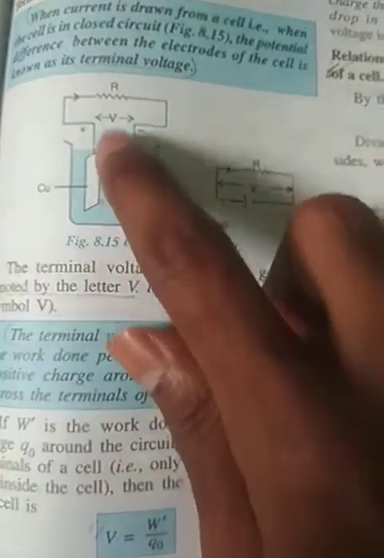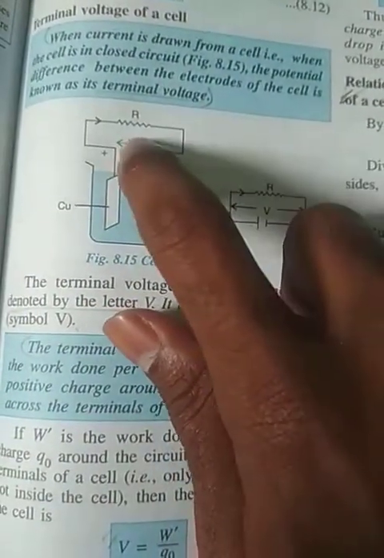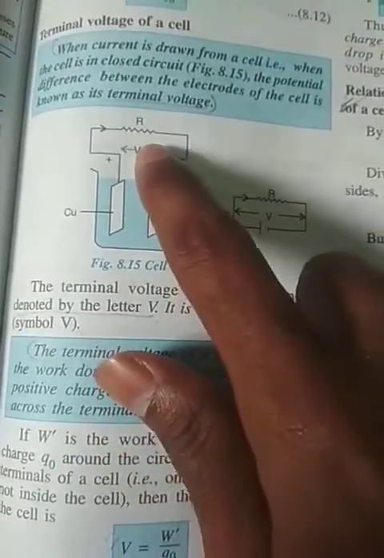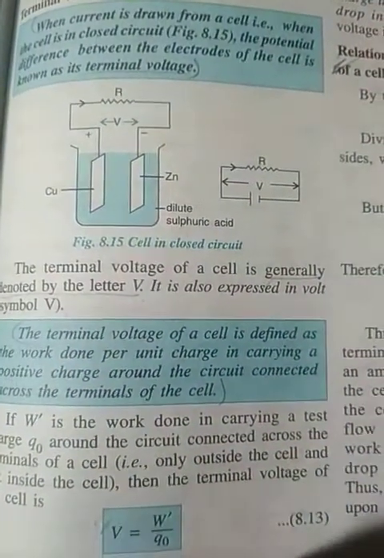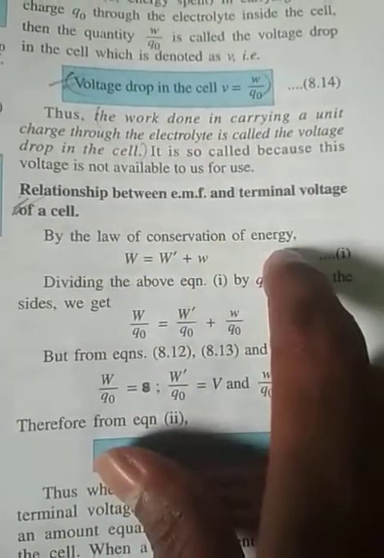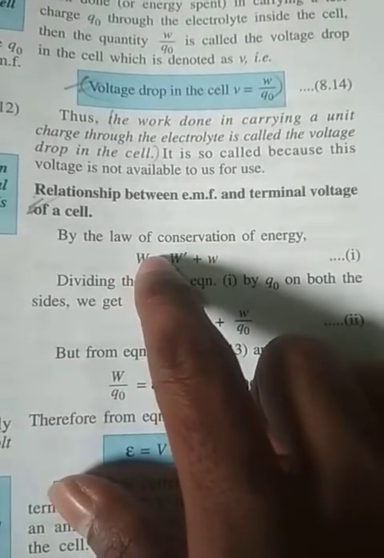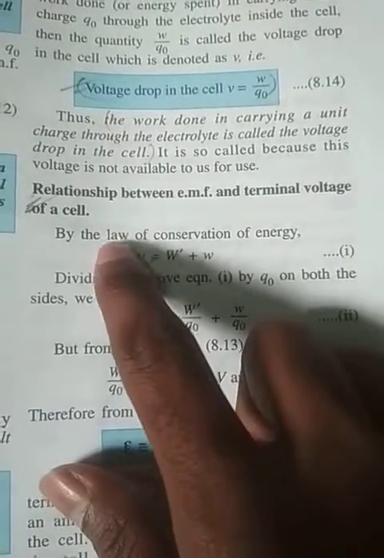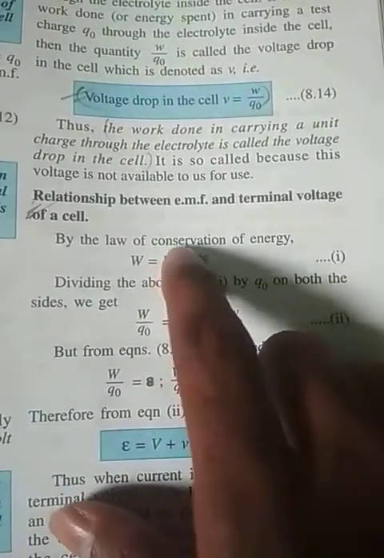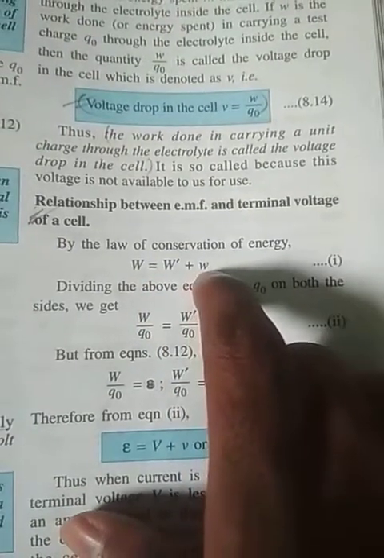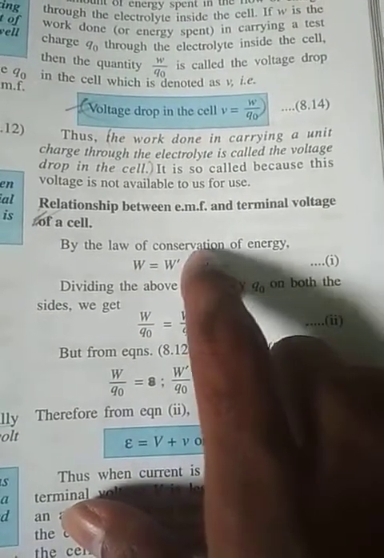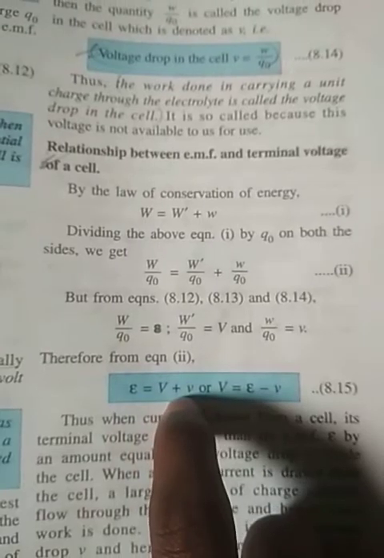What is the difference? When the charge is flowing around the circuit, there is a drop of voltage. So EMF is always more than the terminal voltage. Here the voltage drop is measured, that is W by Q0. And by the law of conservation, we know that energy can't be created or destroyed. So total work done, that means the work done in case of EMF generation, and W dash is the work done in case of terminal voltage, and this small w is the work done during the drop of voltage. From that equation we got EMF equal to terminal voltage plus voltage drop.